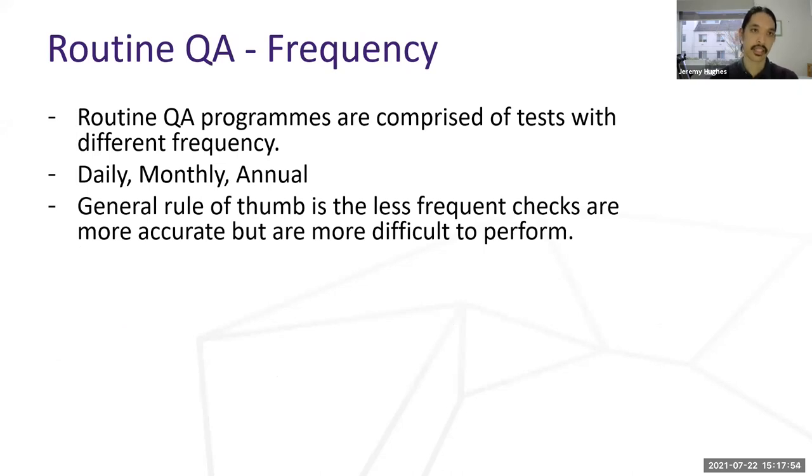Very briefly, when we are performing routine QA, it's important to know that you can perform them with differing frequencies. So we perform a lot of them daily, we perform some of them monthly, and some of them annually. And a general rule of thumb is that the less frequent your checks are, the more accurate they are, but the more difficult they are to perform. So your daily checks are going to be quite easy to perform, just because you are doing it daily.